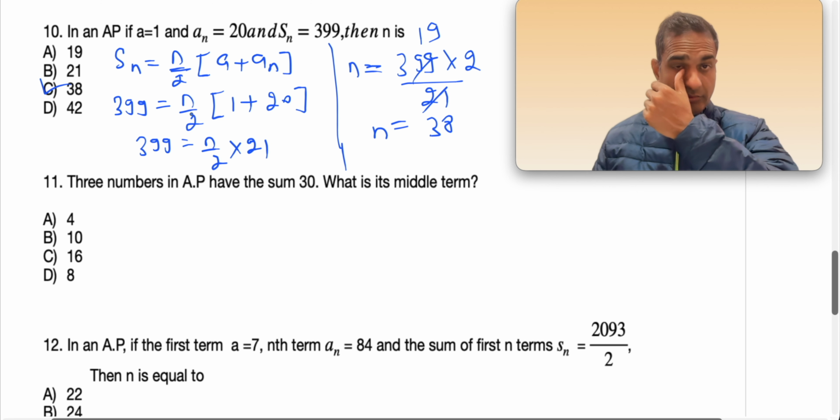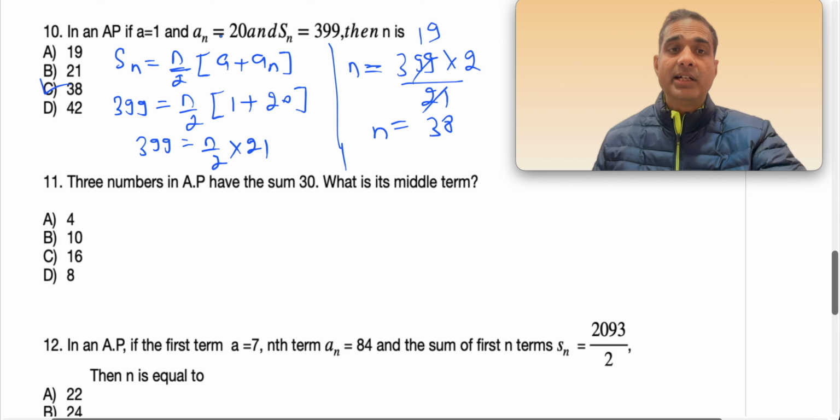So Sn was given, first term was given, last term was given, and n was asked. So we used the formula Sn is equal to n by 2 times (first term plus last term), substituted the values and simplified, and we got that the value of n will be 38.